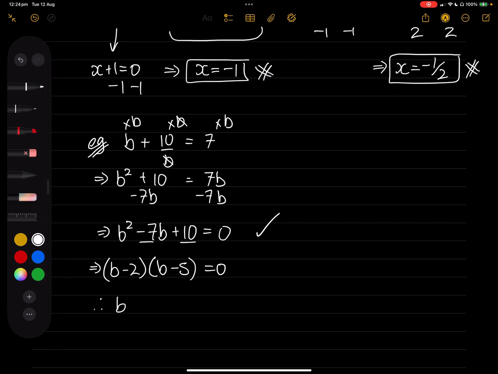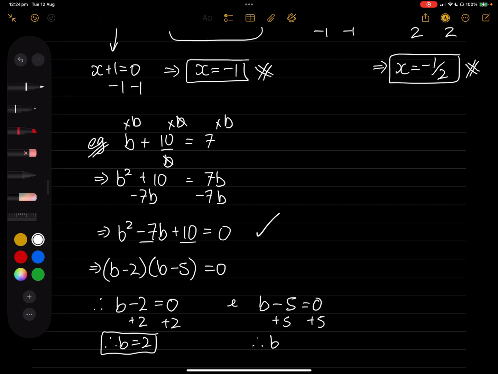So this implies that b minus 2 is equal to 0 and that b minus 5 is equal to 0. Add 2 to both sides for this one. Add 5 to both sides for this one. We get that b is equal to 2 is one solution. And we get that b is equal to 5 is the second solution.